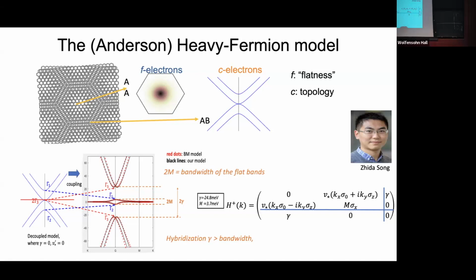So the band structure of this is the black lines, and the red dots are the Bistritzer-MacDonald model. So now we map the problem into a very simple Hamiltonian made out of localized F electrons, 95% of them, and delocalized electrons that carry the topology. These electrons have no topology. These electrons carry the entire topology. A coupling between them would give you an excellent match to the Bistritzer-MacDonald model at low energies. So, questions?